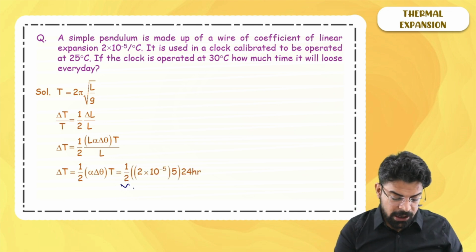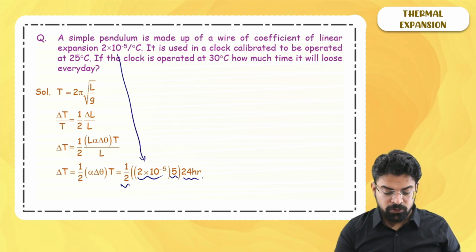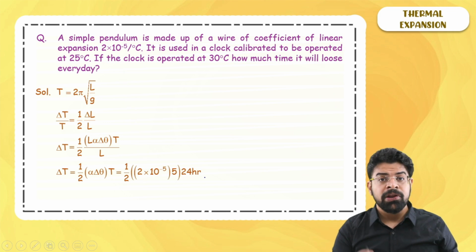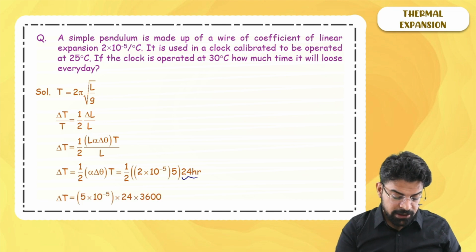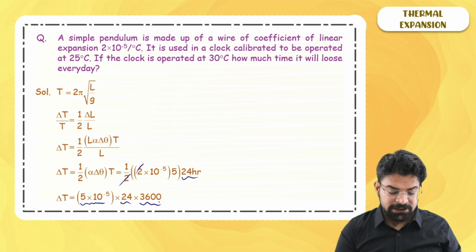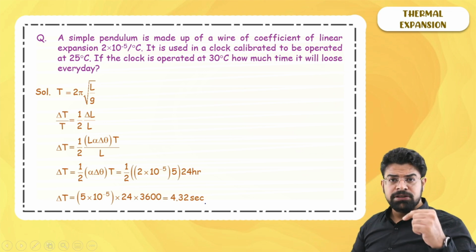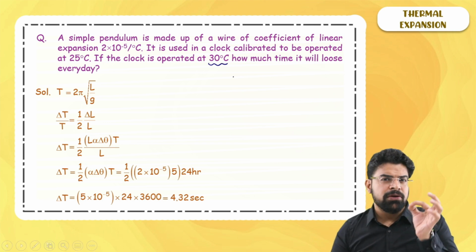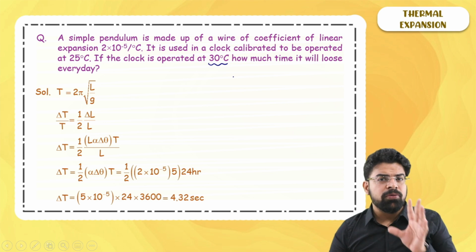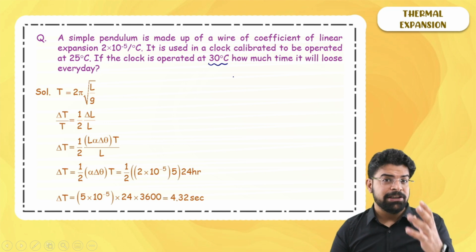So you'll get half into alpha, which is 2 into 10 raised to the power of minus 5, into the change in temperature, which is 5, into 24 hour. One day has got 24 hour. Rather than writing 24 hour, you can write in seconds as 24 into 3600. So the 2 gets cancelled, beta. 5 into 10 raised to the power of minus 5 into 24 into 3600, which on solving you will get equal to 4.32 seconds. So if this grandfather's clock is used at 30 degrees centigrade, it will lose 4.32 seconds every day. In one day, it won't be a big matter, but after 100 days, 200 days, this clock will show a greater variation in its reading.